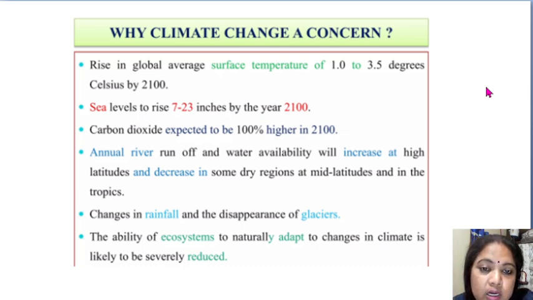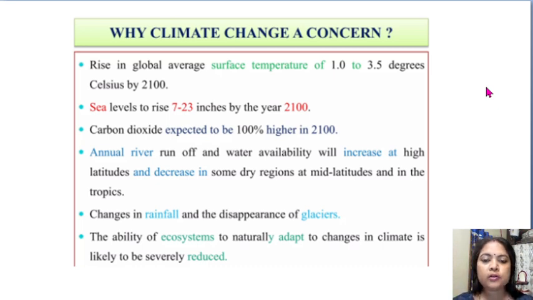2100. So, when sea level rises, what will happen? Your coastal areas will be submerged, isn't it? Carbon dioxide is expected to be 100% higher. If it is a little bit higher, it will be fine and will not create a problem. But when this exceeds 100%, then it will create a great problem for our ecosystem, isn't it?